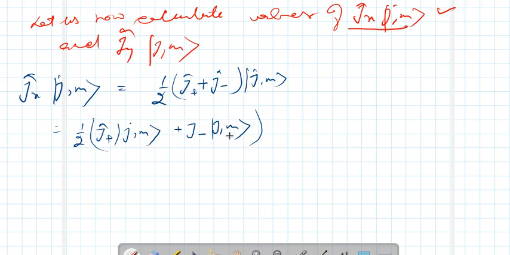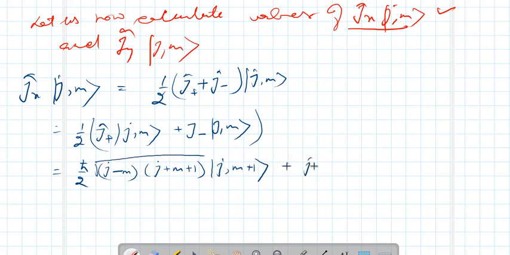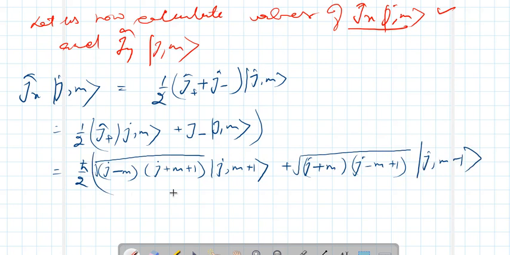So if I put their values of J plus and J minus here, then it can be written as h cross by 2, it is j minus m, j plus m plus 1, under the root, |j, m plus 1>, and plus j plus m and j minus m plus 1 under the root, it is |j, m minus 1>, and right.